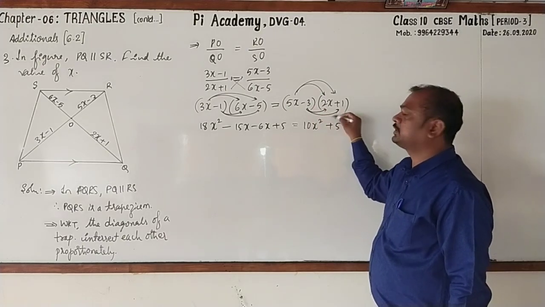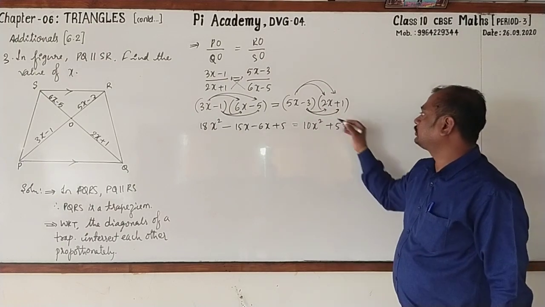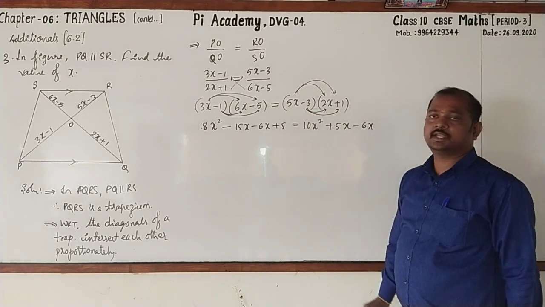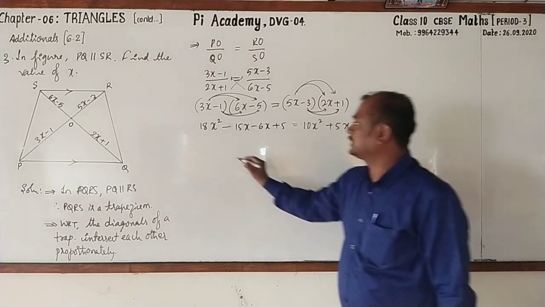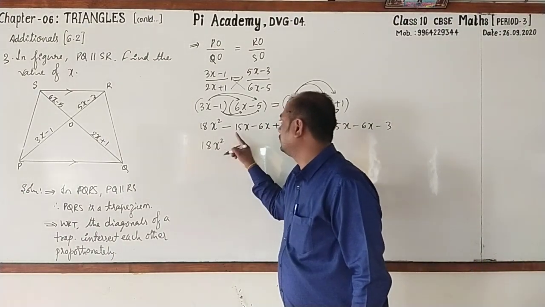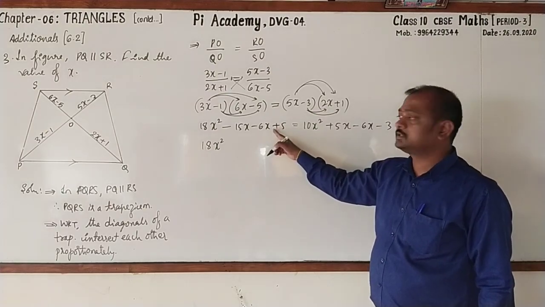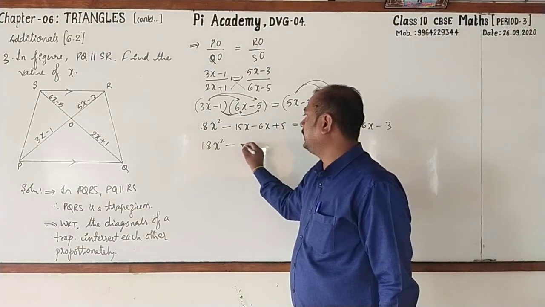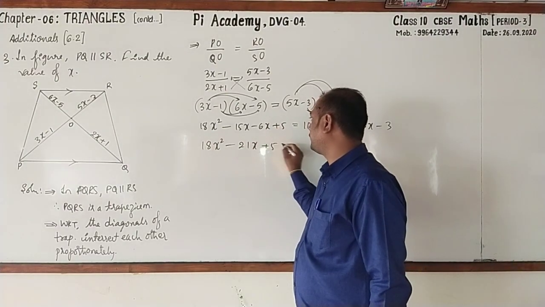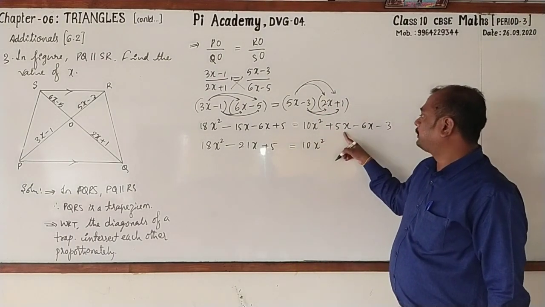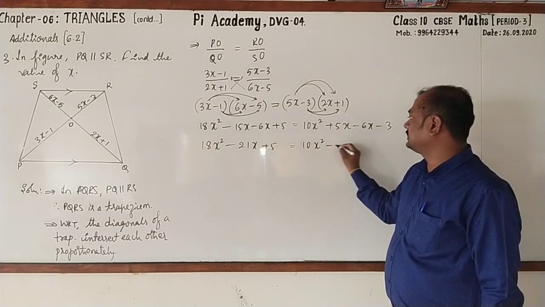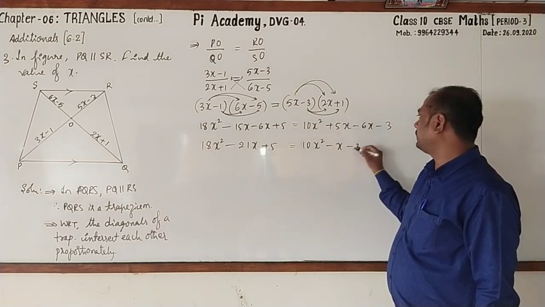Multiply minus 3 with both the terms. Minus 3 into 2x, minus 6x. Minus 3 into 1, minus 3. Next, 18x square. What is minus 15x minus 6x? This will be minus 21x plus 5, which is equal to 10x square plus 5x minus 6x. It will be minus 1x minus 3.